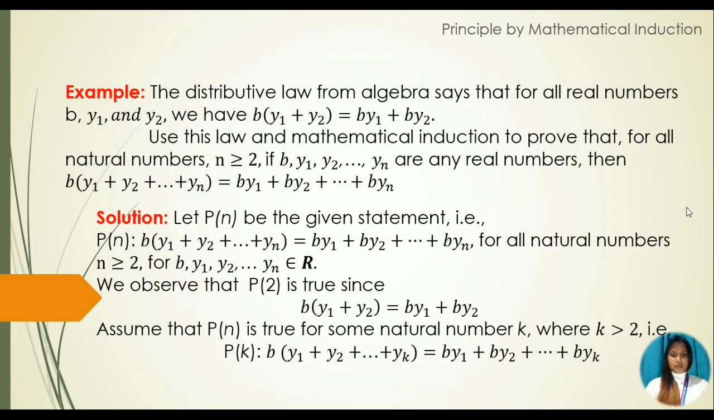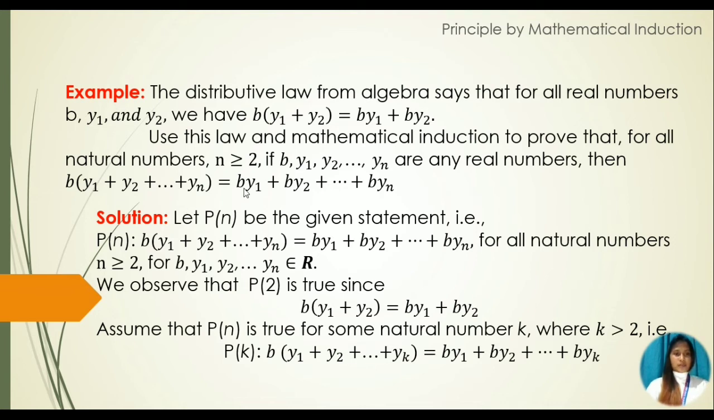is an example of principle of mathematical induction. The distributive law from algebra says that for all real numbers b, y sub 1 and y sub 2, we have b times the quantity y sub 1 plus y sub 2 is equal to b y sub 1 plus b y sub 2. Use this law and mathematical induction to prove that for all natural numbers n greater than or equal to 2, if b, y sub 1, y sub 2, up to y sub n are any real numbers, then b times the quantity y sub 1 plus y sub 2 plus up to y sub n is equal to b y sub 1 plus b y sub 2 plus up to b y sub n.